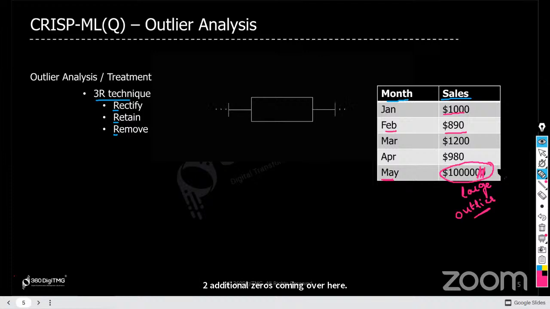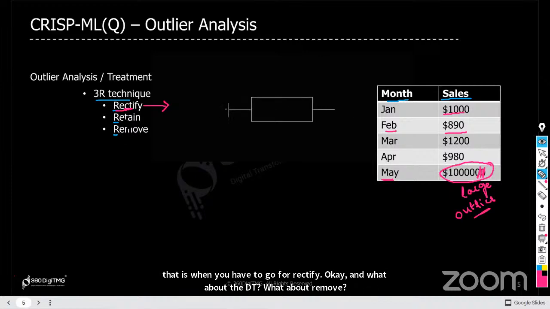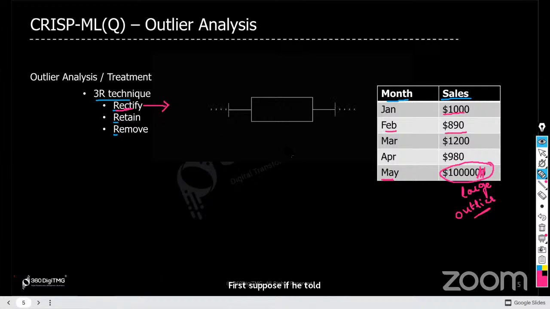If you are having such types of reasons, you have to go for rectify. For suppose the reason for this particular outlier in our data set is just a mistake, that is not voluntarily done. That is when you have to go for rectify. And what about retain? What about remove? For suppose he told the reason like, because of some innovation technique that we have used in the month of May, we got highly exceptional sales.